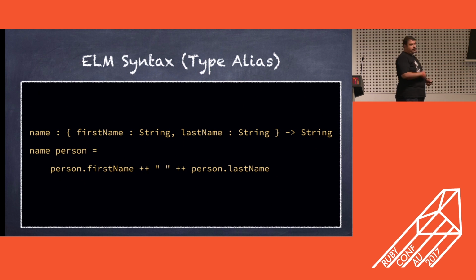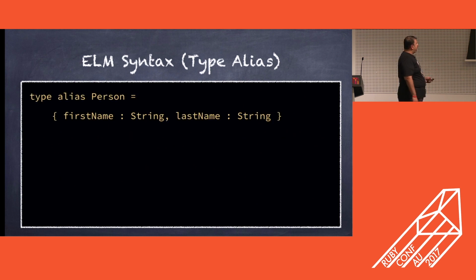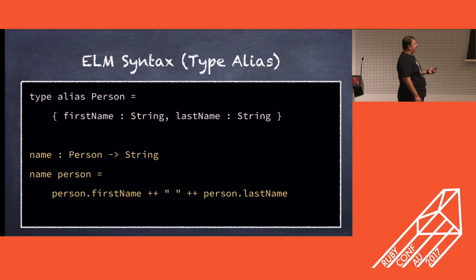So how can you make it easier? What you can do is define or assign it to an alias. So now person is basically an alias. Wherever we use person, we can just replace that first name and last name, and Elm will automatically do that for us. So to look at this example again, now we can just say that name takes a person, and it returns a string, which is the full name of the person.